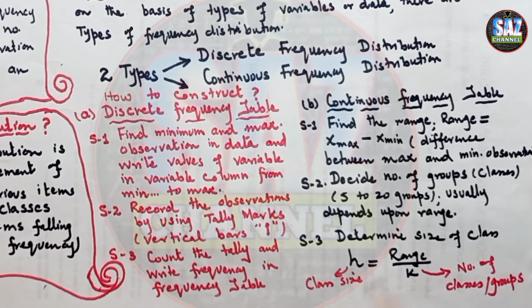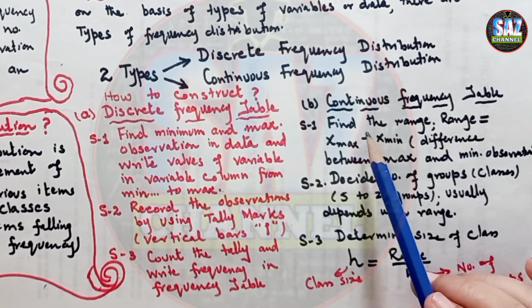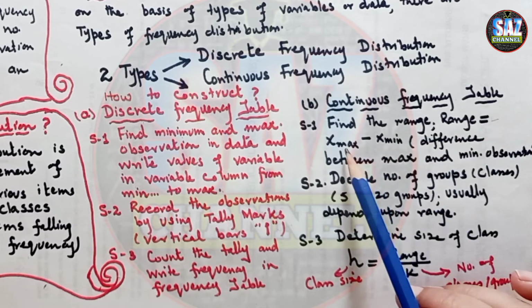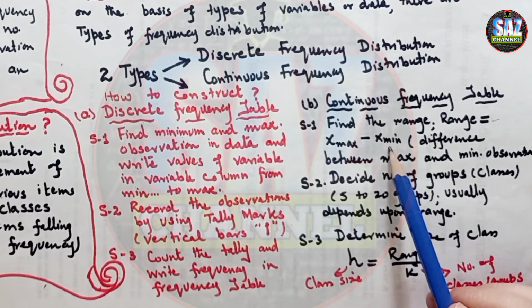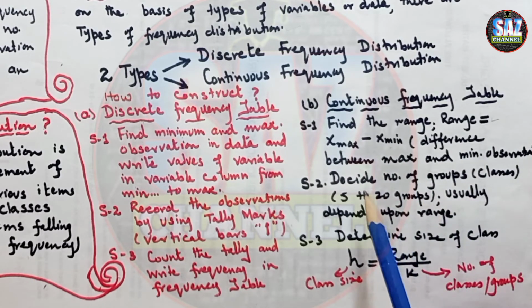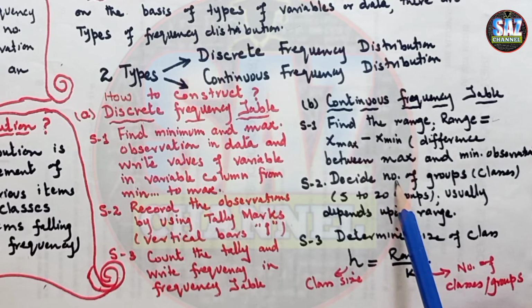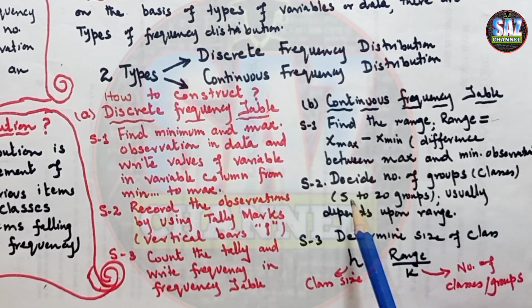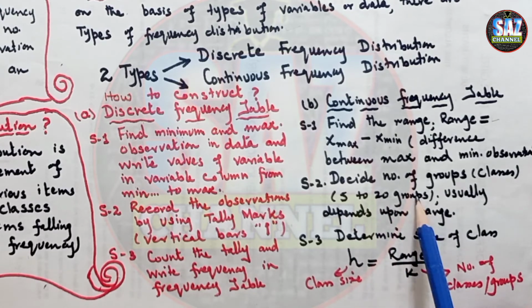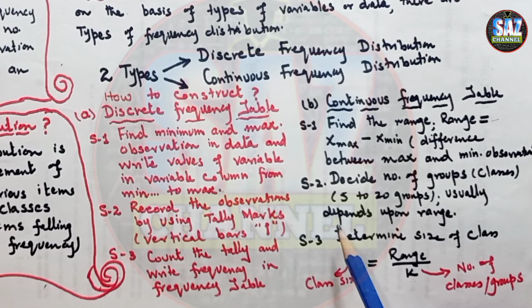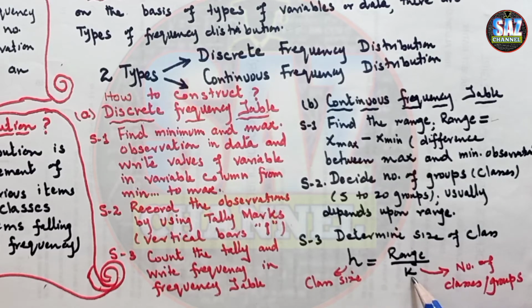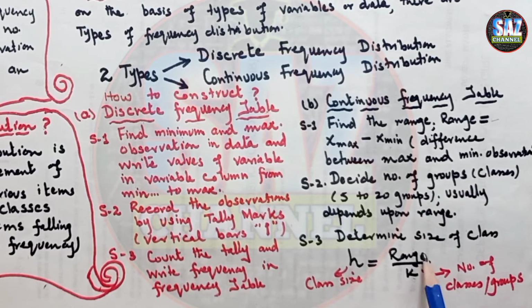Moving to the continuous frequency table, first of all we have to find the range, and range is the difference between the maximum and minimum value of the data. Then we have to decide the number of groups or classes. Mostly 5 to 20 groups or classes are suitable, and otherwise it depends upon the range and the type of the data as well. Then determine the size of class. The formula for the class size is h equals range upon k, that is, the size of class will be equal to the range upon the number of classes or groups.